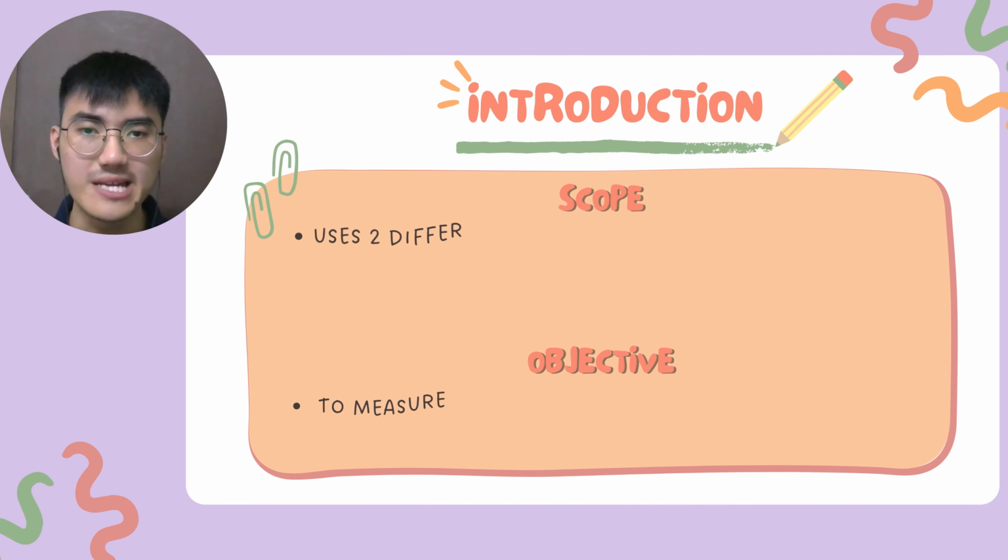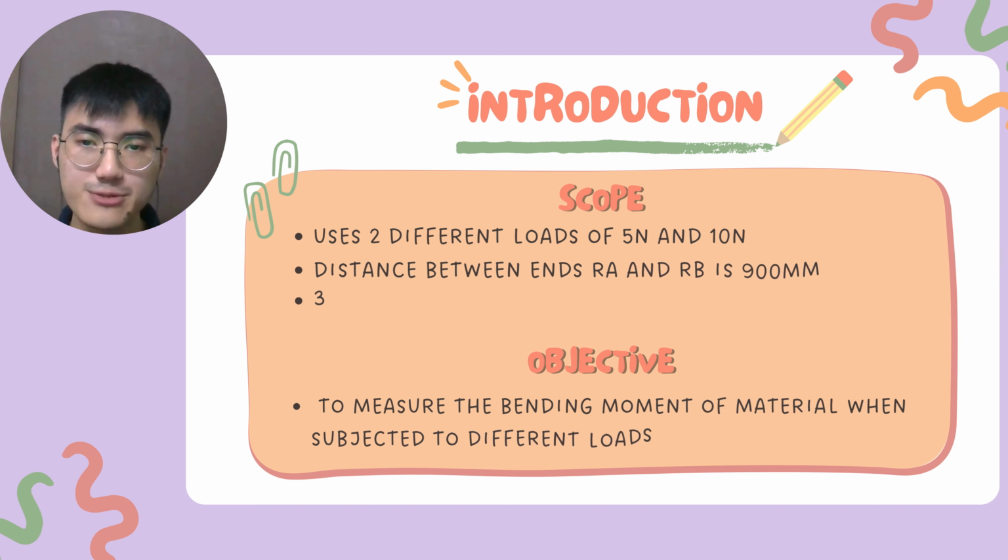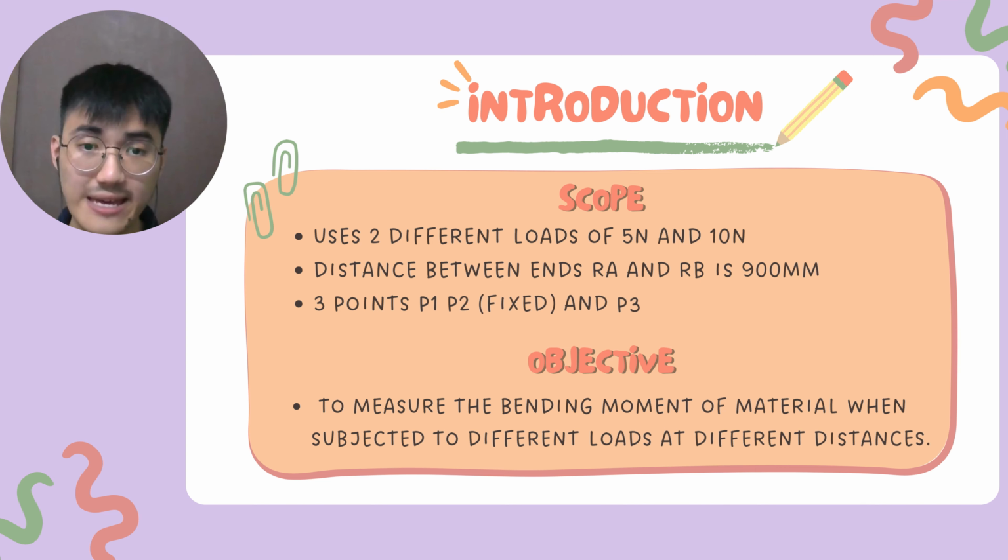The introduction of this experiment, for the scope: the first one is that we use two different loads, that is 5 Newton and 10 Newton. The second one is that the distance between the ends RA and RB is 900 millimeters. The third scope is that we have 3 points, P1, P2, a fixed point, and P3. The objective of this experiment is to measure the bending moment of a material when it is subjected to different loads at different distances.